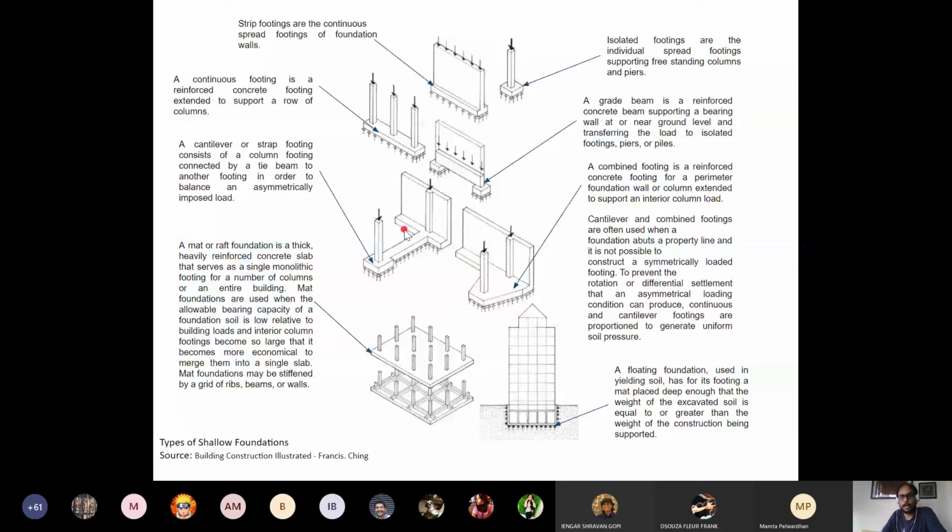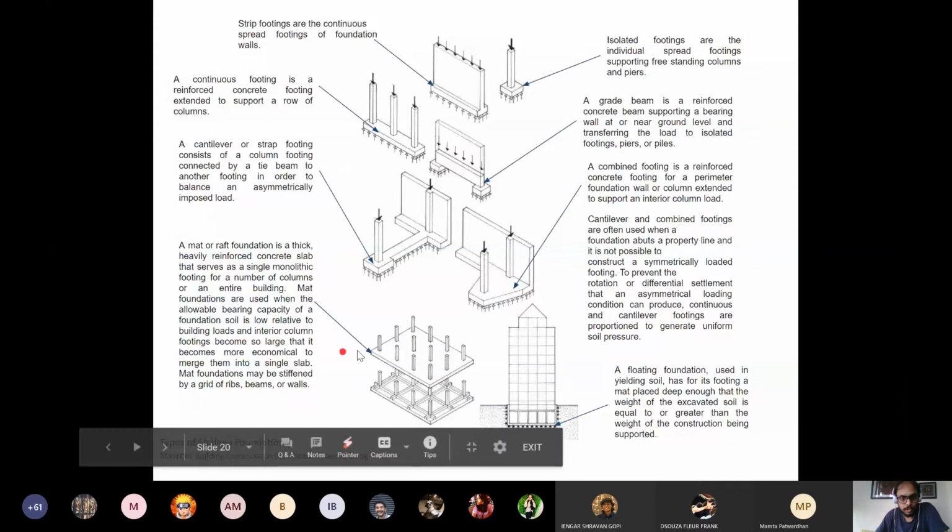Here's another combined footing, which is a reinforced concrete footing of a perimeter foundation wall, extended to support the interior column. Generally cantilever and combined footings are used when foundations abut a property line and it is not possible to construct a symmetrical loading footing. If I have somebody else's property and I want to put a column next to it, I might not be able to build a symmetrical footing. In such cases I use a cantilever or a strap footing.